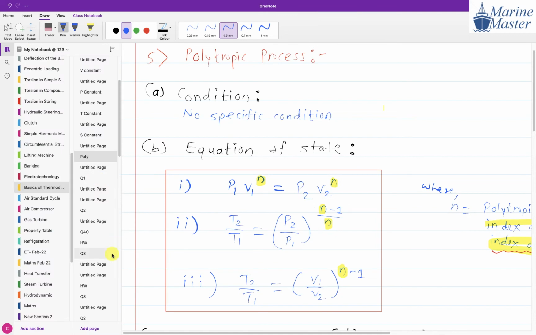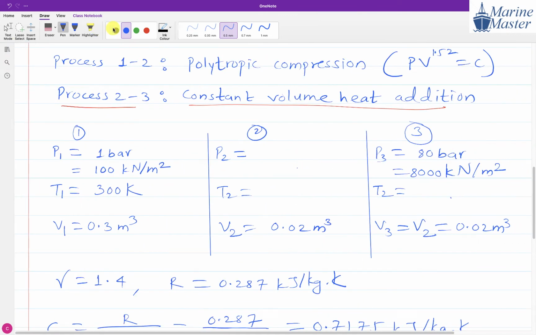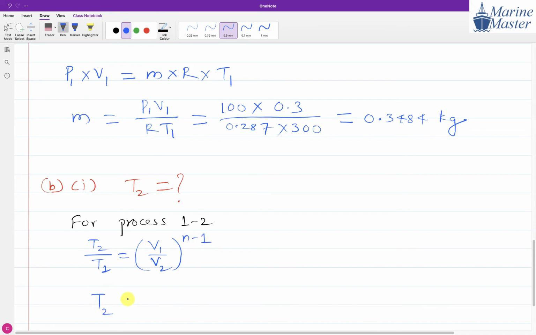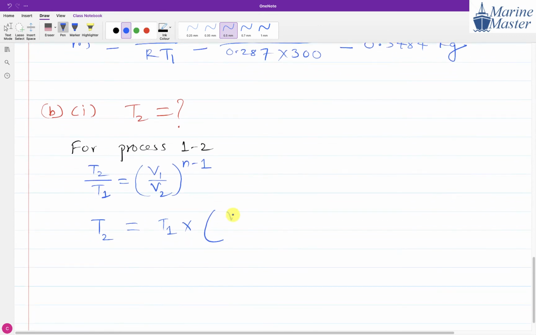So what can we say for process 1 to 2 in this relation? Observe the things here. Process 1 to 2 is a polytropic process. So what is the relation between temperature and volume for a polytropic process? T2 by T1 is equal to V1 by V2 raised to the power n minus 1. So T2 will be T1 into V1 by V2 raised to the power n minus 1.